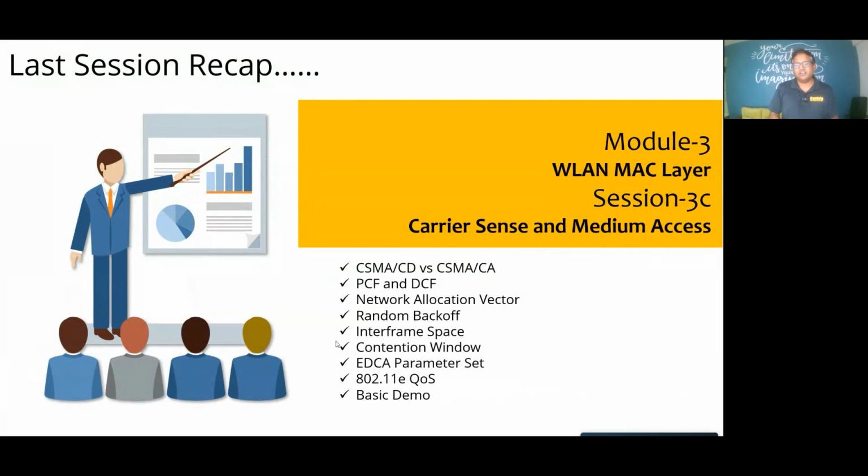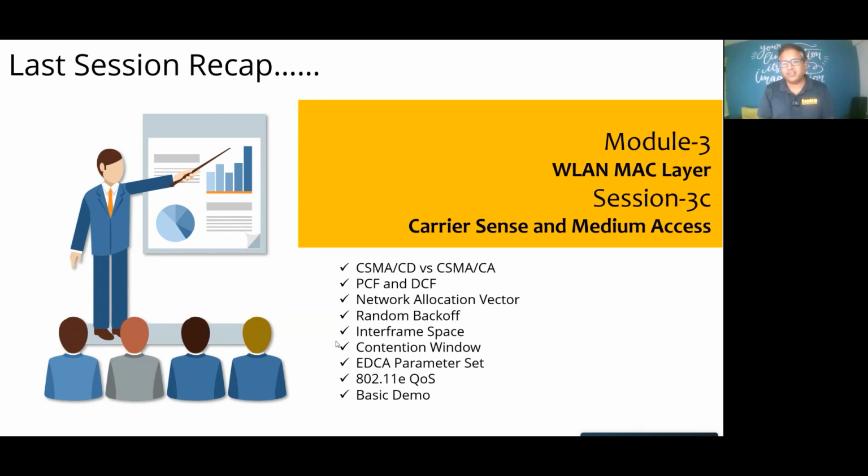The last session was about carrier sense and medium access. We started off the session by talking about different kinds of medium access mechanisms. We said that technologies like cellular use a more deterministic medium access mechanism like TDMA, FDMA or CDMA, where in the case of TDMA, there are dedicated time slots for all the users. And that works very well for voice communication, which is more deterministic.